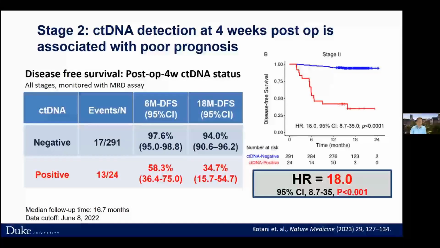So we have Keynote 177, which is stage 4 MSI high colon cancer. Frontline, pembrolizumab is superior to FOLFOX. So that's our standard of care for an MSI high patient newly diagnosed with metastatic disease. We give Pembro, not FOLFOX.